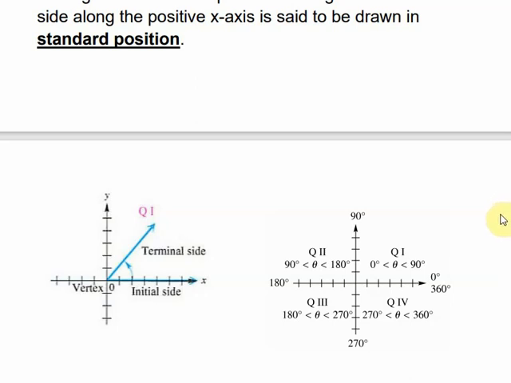So we know the different quadrants, whenever we are in standard position. If it's between 0 and 90 degrees, that's going to be considered to be in quadrant 1. If it's between 90 and 180 degrees, that's quadrant 2. Quadrant 3 is between 180 and 270, and quadrant 4 is between 270 and 360 degrees.